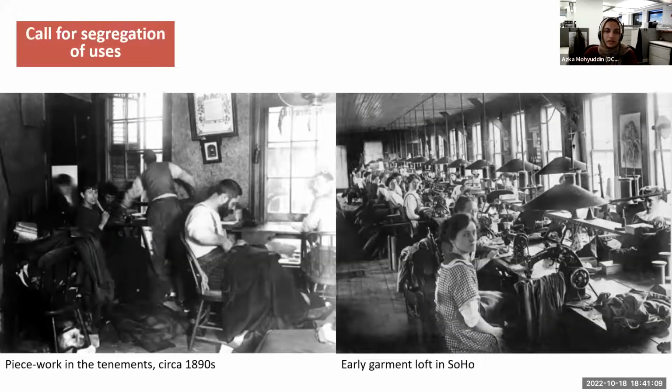Then there was also a call for segregation of uses. With the demand and the rise in ready-made clothing within New York City, especially within the garment center, a lot of New York immigrants filled this niche of making piecework clothing.